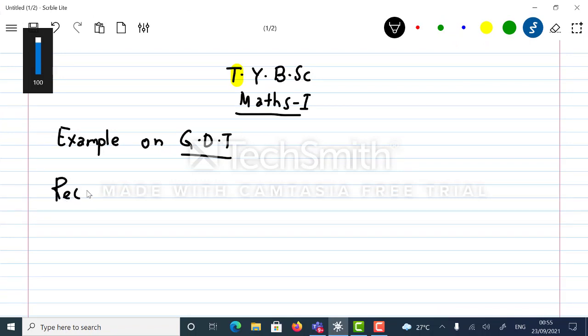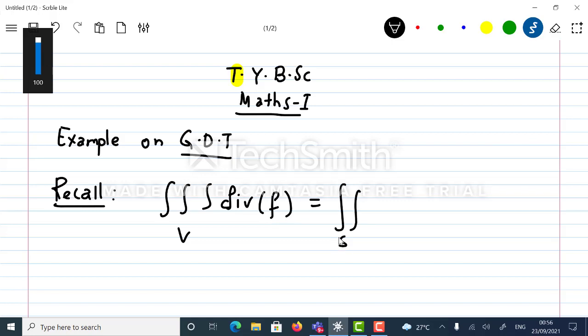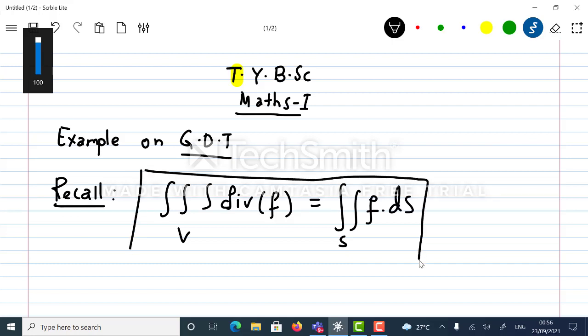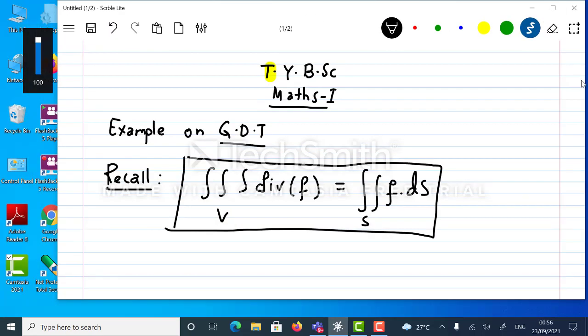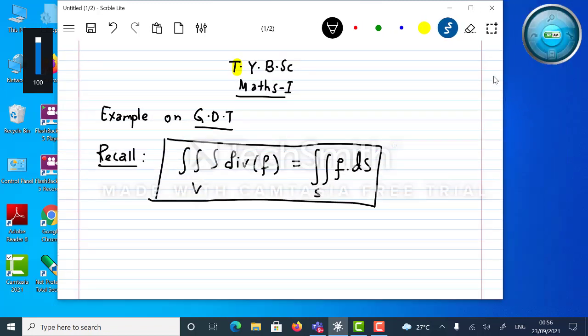Let me recall, assuming that f satisfies all the hypotheses of Gauss divergence theorem, we had the triple integral over V of divergence of f equal to the surface integral of f dot dS. This was our Gauss divergence theorem. In the last lecture we have seen where V is a solid bounded in R3 and S is the surface of V. Based on this we have verified the Gauss divergence theorem. So let's have a few more examples on Gauss divergence theorem.